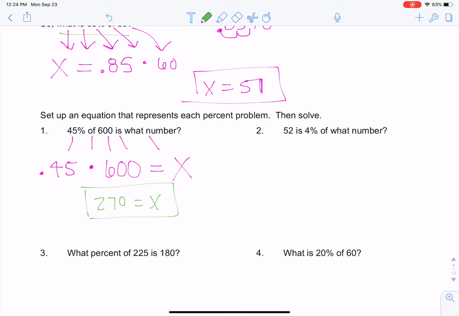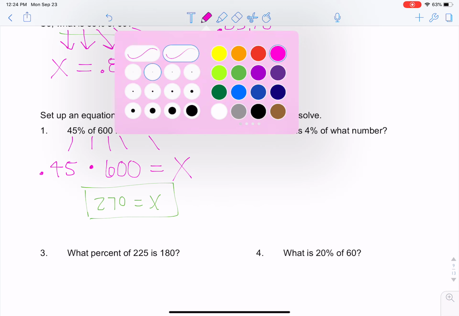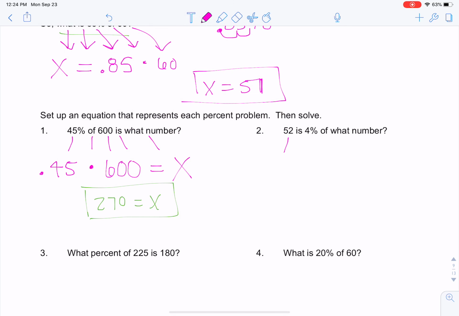Okay, let's try this one. I'm going to translate each part of this sentence. 52 is 4%. Be really careful when you have stuff like this. My decimal's in the back. I'm going to go 1, 2. I have to add that 0 in there.